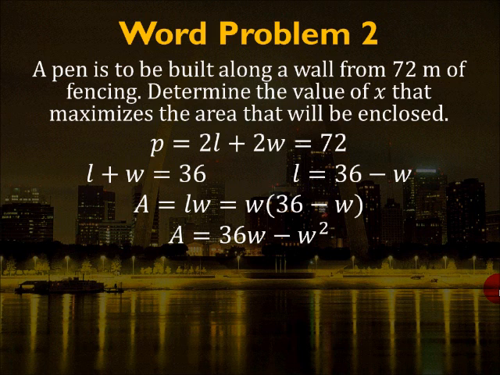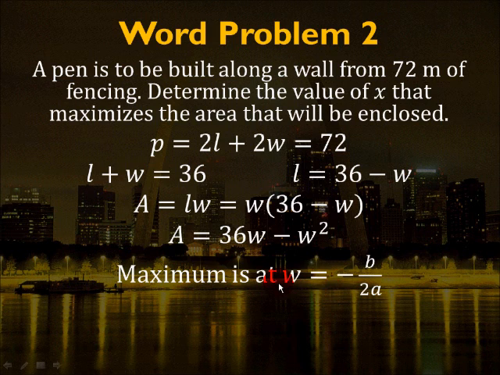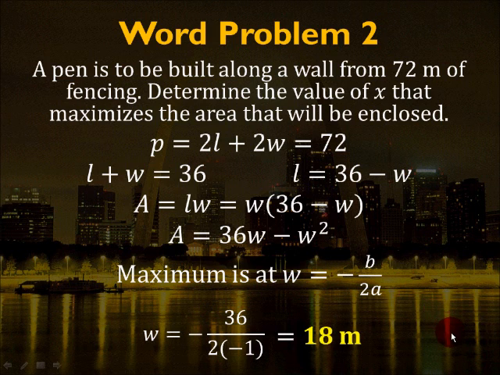Now you want to know the maximum value of x or w that will get you the largest area, and do the same thing that we did in the last equation. You're going to have the maximum w at negative b over 2a. So you plug that in. B here represents the coefficient for the linear term of the w. The a represents the coefficient of the quadratic or the square term. So w equals 36, which is b, divided by 2 times negative 1, the negative of that entire fraction. So if you simplify that, w is going to be, or x is going to be 18 meters.